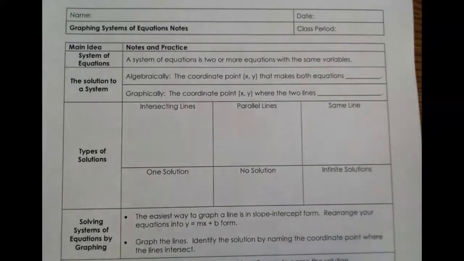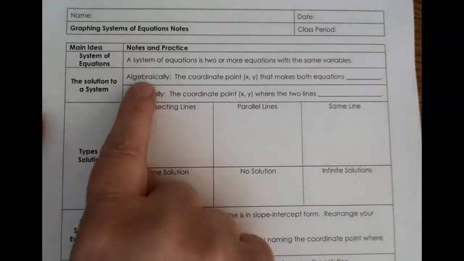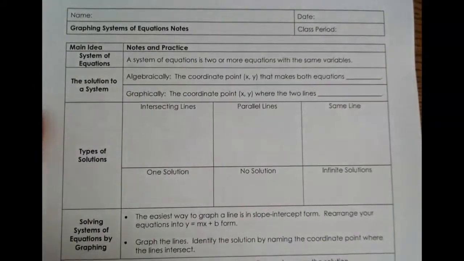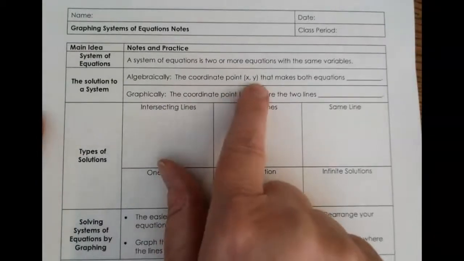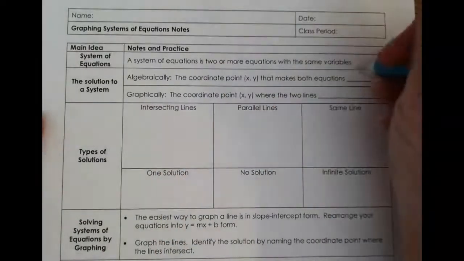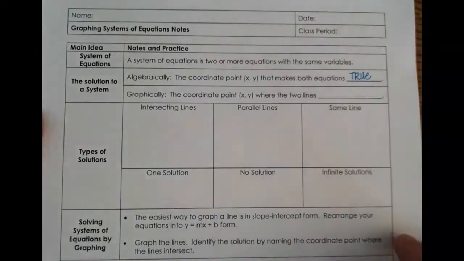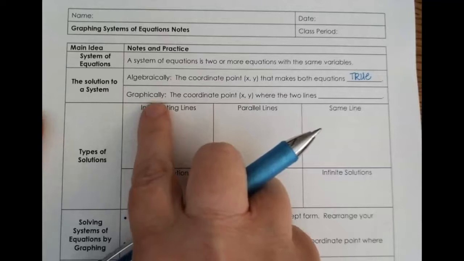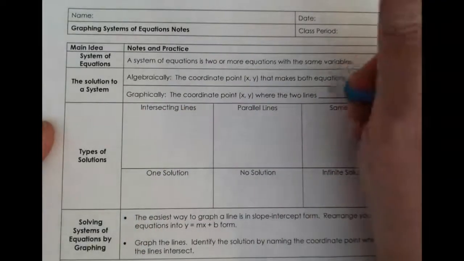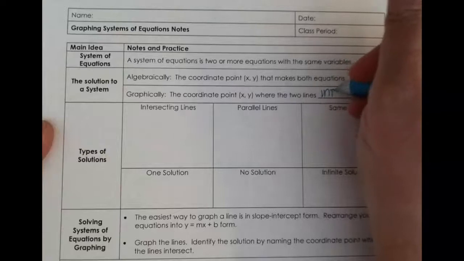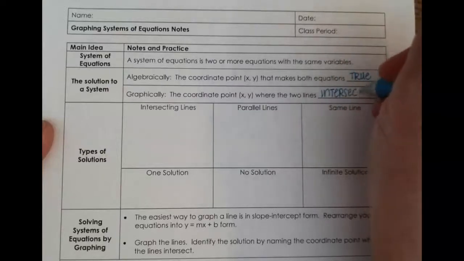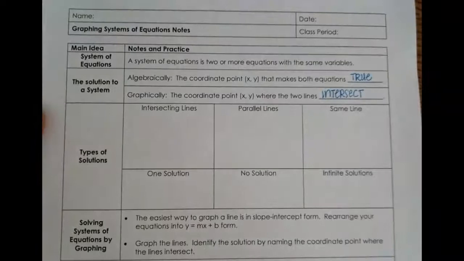What that means is we have two or more equations using the same variables. So when we're graphing, we're going to end up having two lines on the same graph. If you want to solve a system algebraically, which is what we're going to do after graphing, the coordinate point x, y makes both equations true. So it's a point where the lines meet. Okay, so that gives you a little hint here. If we're going to graph it, the coordinate point where the two lines intersect, that is the point that they share that makes both of the equations true.